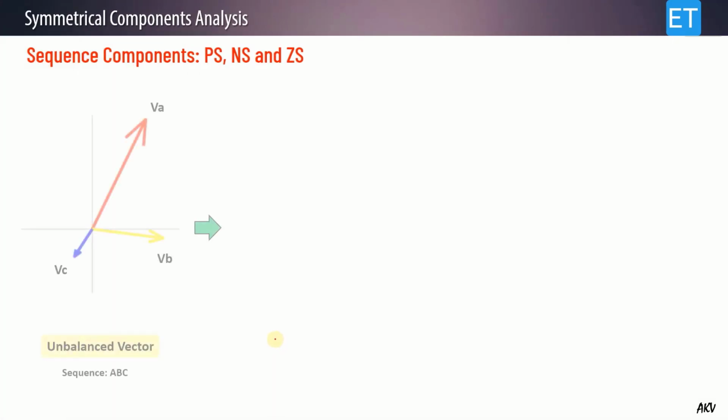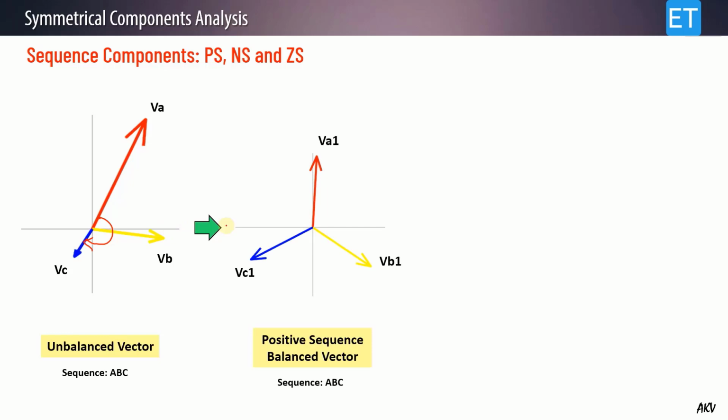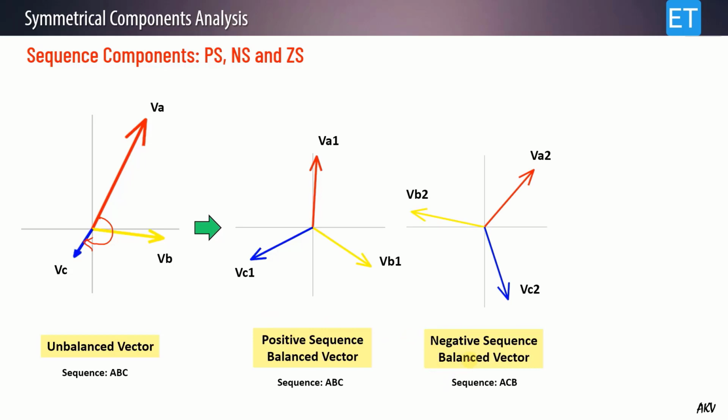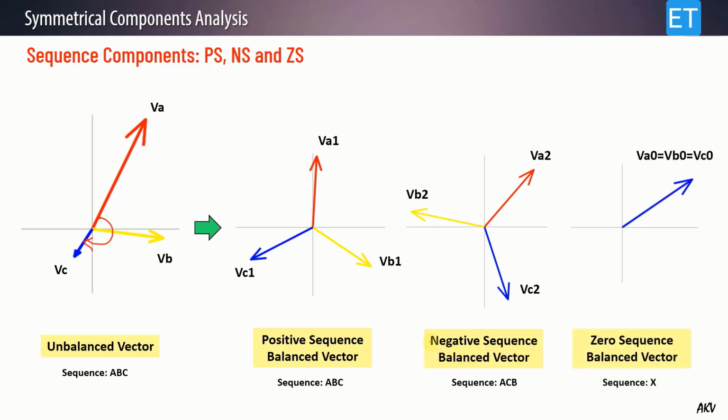Here you can see one example of an unbalanced voltage vector VA, VB, and VC. You can see the magnitudes are different, and the angles between them are not equal. Its phase sequence is ABC: first red, then yellow, and then blue. This can be broken into three component vectors. The first one is the positive sequence vector, the second is the negative sequence vector, and the third one is the zero sequence vector.